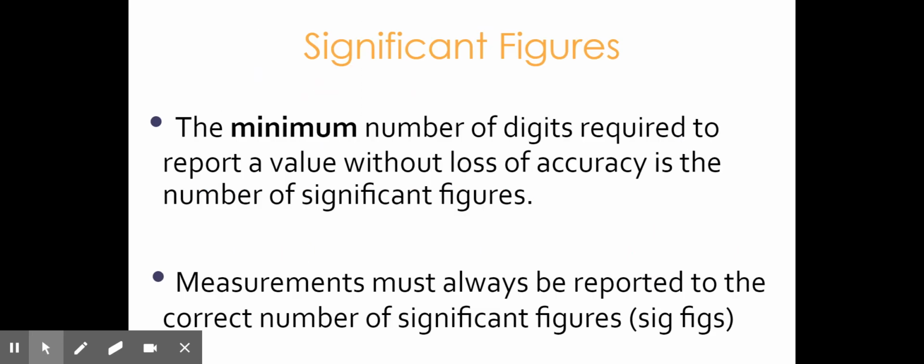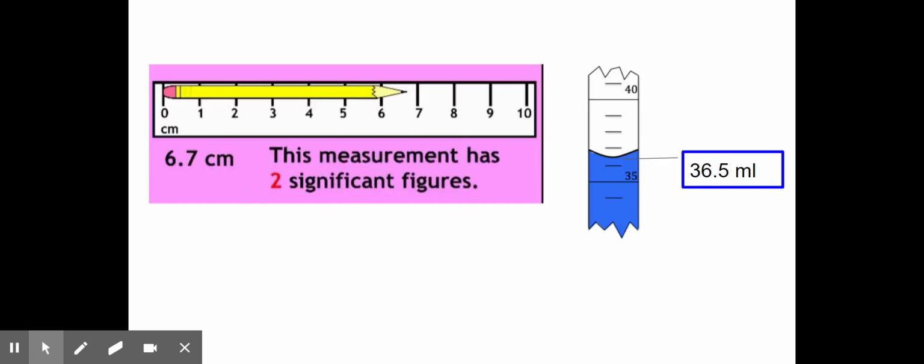Okay. So the last thing I want to tell you today is the significant figures during a measurement. What does it mean by a significant figure? A significant figure is the minimum number of digits required to report a value without loss of accuracy. We call those numbers significant figures. Any measurement must always be reported to the correct number of sig figs. It's very important to do this as a scientist. What does it mean? Let's look at two examples.